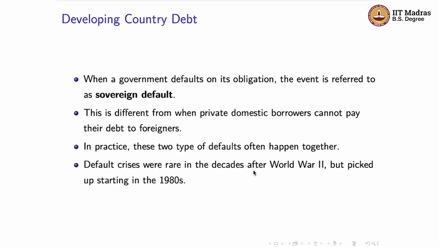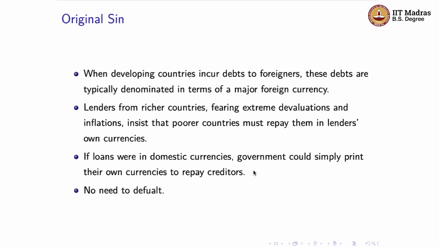Okay. So this is actually different from a situation when you have private domestic buyers being unable to pay back their debt to foreigners. However, these types of things often happen together, right? They were relatively rare in the decades after World War II, but they picked up starting in the 1980s. And this is one phenomenon we'll discuss in detail later on, right?